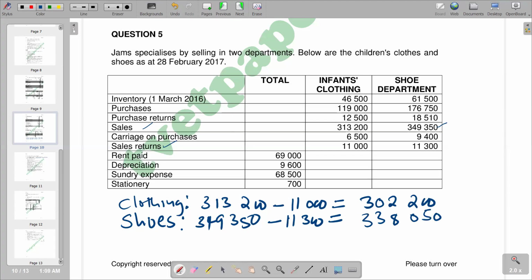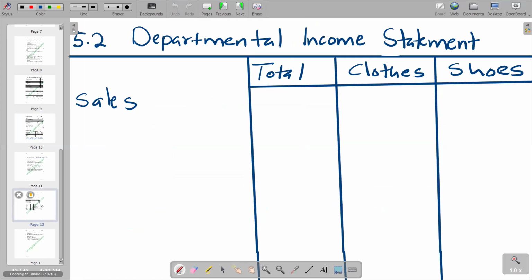So these are the figures for sales that we are going to carry to our income statement. So you can just go there and plug in those figures. So we are saying for clothes, the figure that we got is 302,200. So basically, these are the figures for sales for clothes and shoes. So we add the two figures to get the total, that is going to be 640,250.